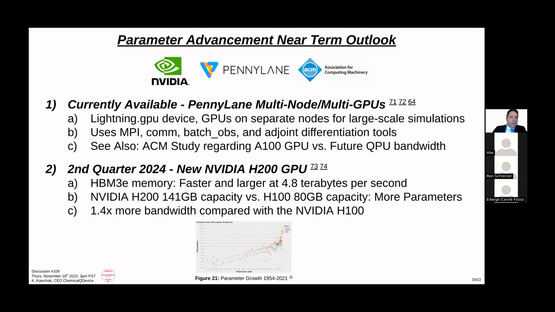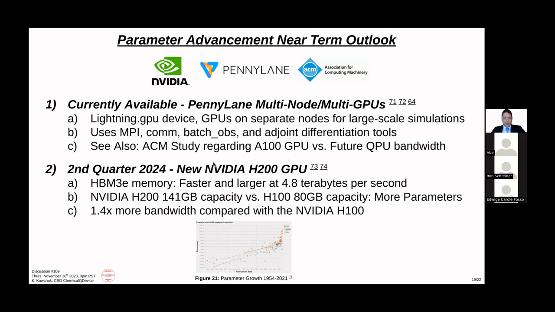Okay, so this is basically parameter advancement. The near-term outlook is that a lot of these tools are currently available. We have lightning.gpu. There's also lightning.kokkos, which I haven't gotten to experiment with as much. You could use GPUs on separate nodes. A lot of this just carries over from classical, like MPI. I think batch ops is unique to quantum, and adjoint differentiation is for quantum too. It's basically like backpropagation, but with a quantum circuit.